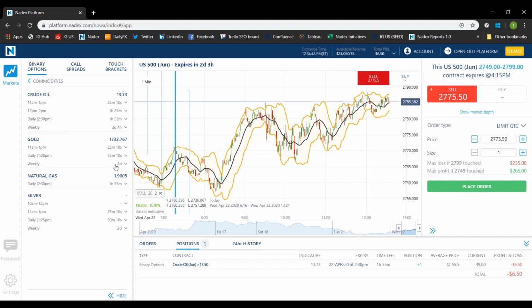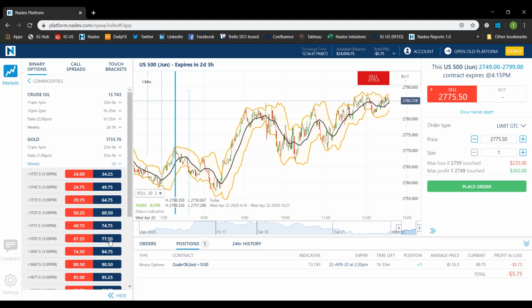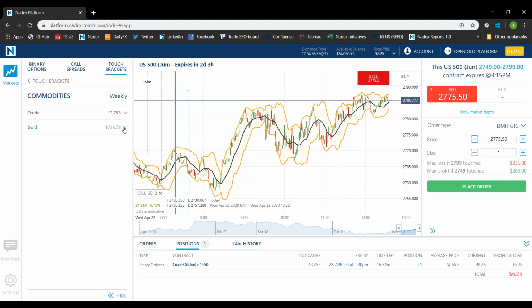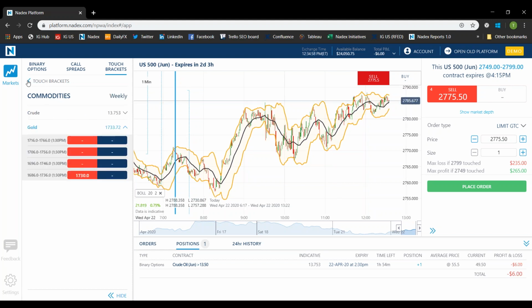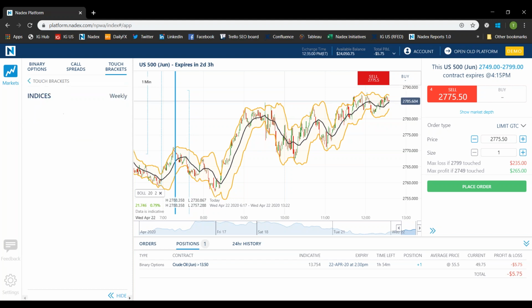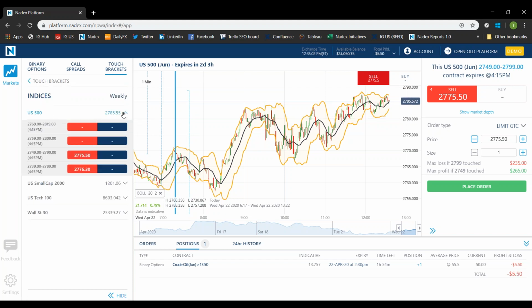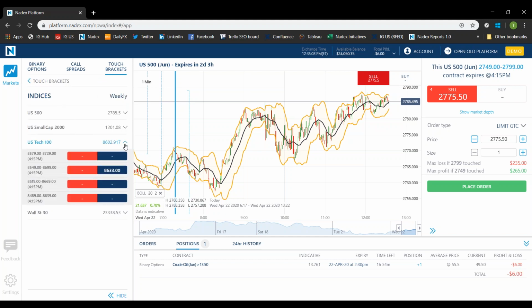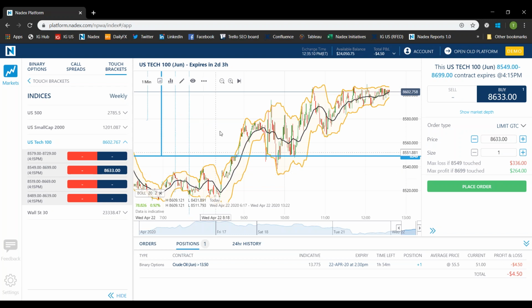It doesn't matter what I pick on. We'll pick gold weekly. That's fine. Oh, no, I wanted to go back over to touch brackets. You know what? I'm wondering if we've touched out of all of them. That's a distinct possibility. I mean, the markets have been so volatile, and by the way, this is why you have a different experience in a demo environment than you do in the markets.